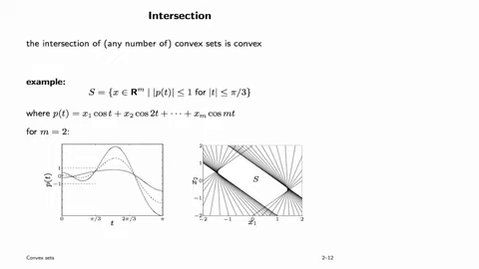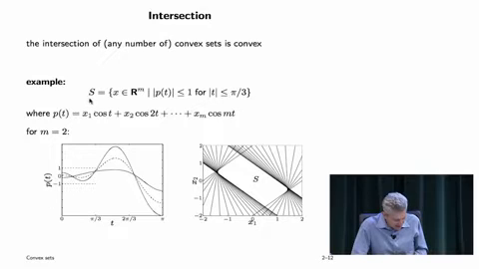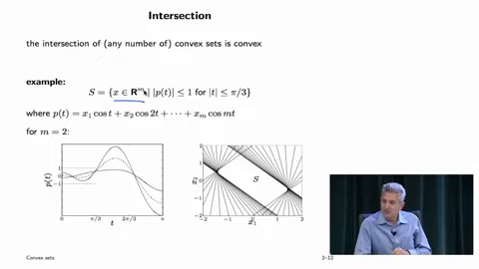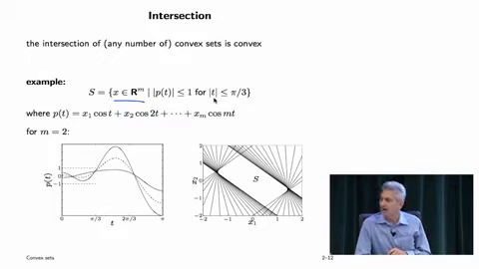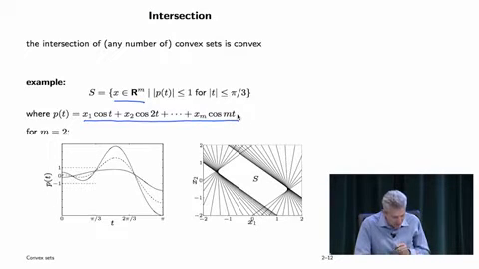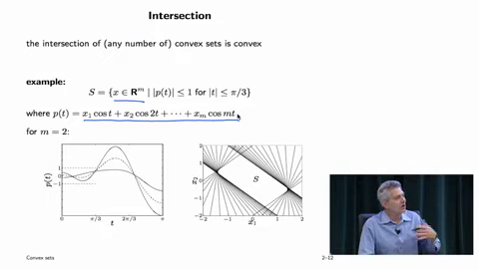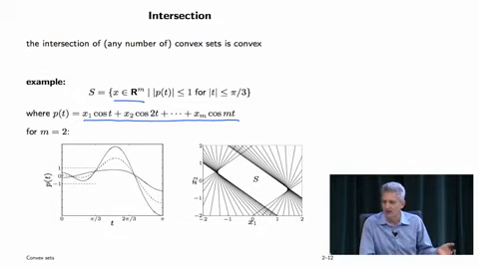So let's look at an example. Here it is. S is going to be the set of vectors in Rm for which this polynomial P of t, which is going to depend on x, we'll get that in a second, is less than 1 for t, absolute value less than pi over 3. Now P is this. It is a so-called trigonometric polynomial, partial Fourier series, whatever you want to call it.